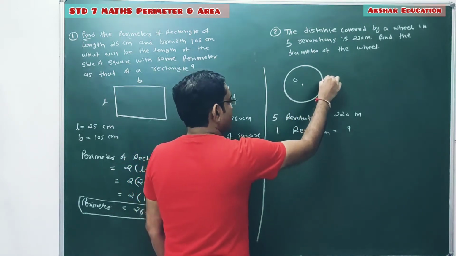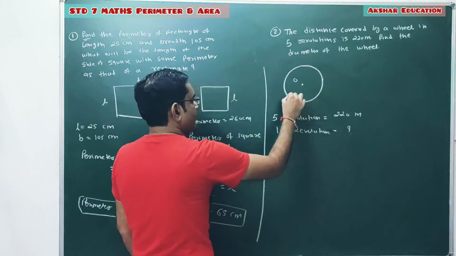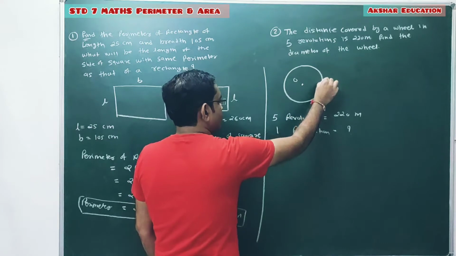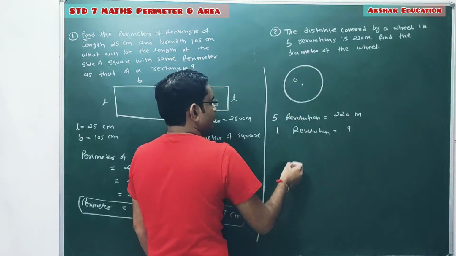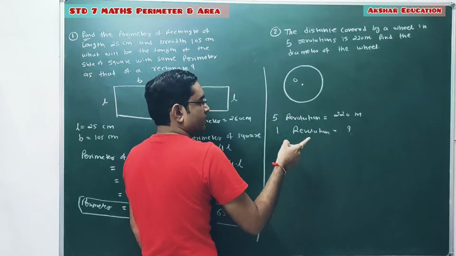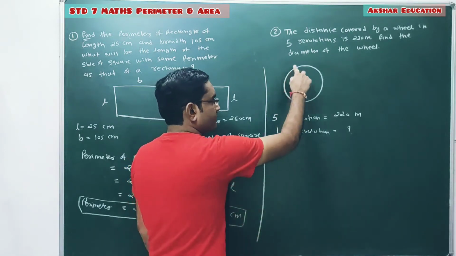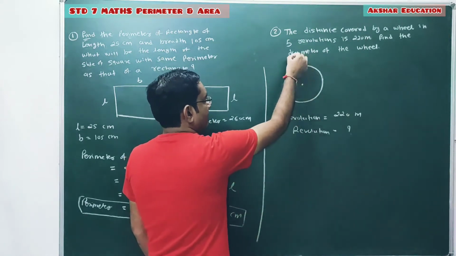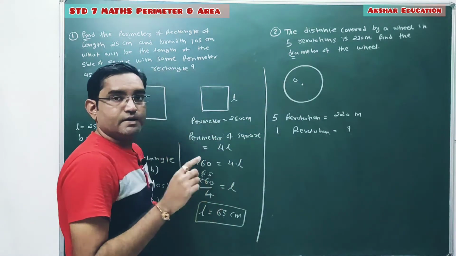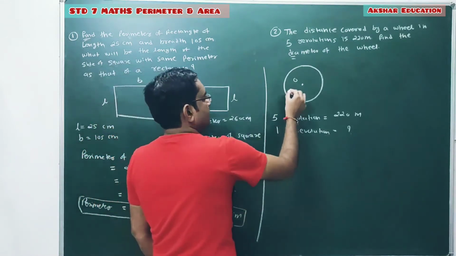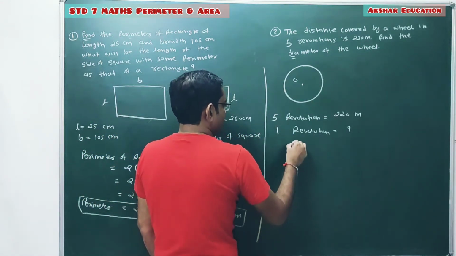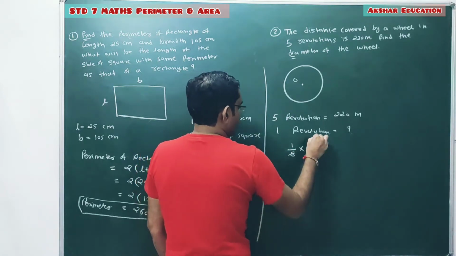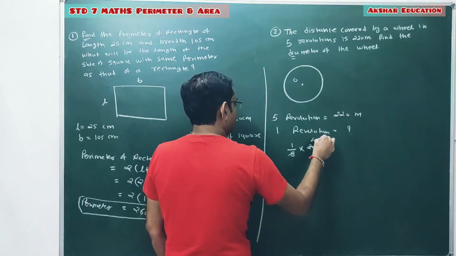If we consider one starting point over here, and we complete 1 revolution, that one revolution is nothing but the circumference of the circle. So that distance covered in 1 revolution is nothing but the circumference of the circle. By finding the circumference of the circle, we can find the diameter of that circle. Question is find the diameter of the circle. So what is diameter? Twice the radius. So it's 1 upon 5 multiplied by 220. 5 fours are 20, 5 fours are 20.